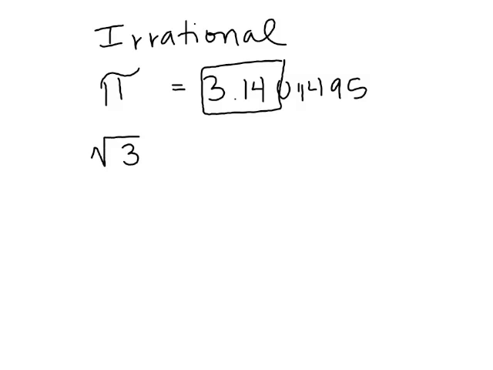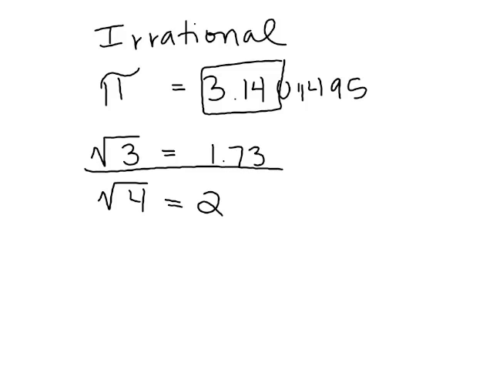Square roots of numbers that can't be broken down evenly are also considered irrational numbers. For example, the square root of 3 is approximately 1.73, but that decimal continues on, versus the square root of 4, which is 2. Irrational numbers cannot be broken down evenly.